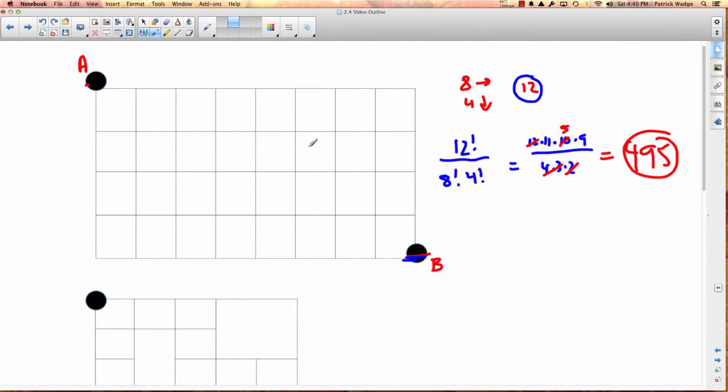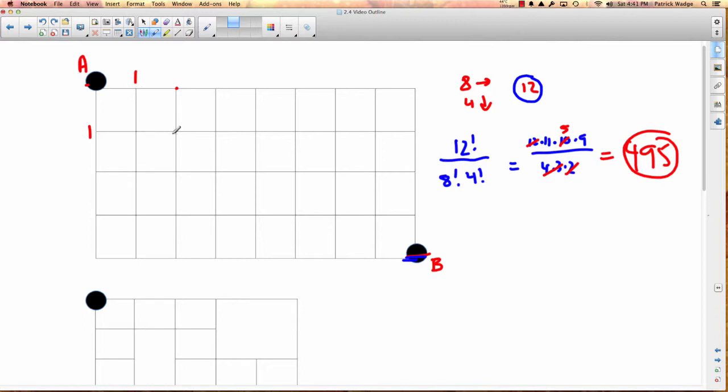That'd be a nightmare. Now there is another way to figure out how many ways there are to go from A to B, and it's actually kind of cool. If you started at A here, how many ways are there to get to this intersection right here? There's only one. You can't go like this, right? The only way you can get to here is straight down. 1. How many ways to get to here? Also just 1. How many ways to get to this spot here? There's still only 1.